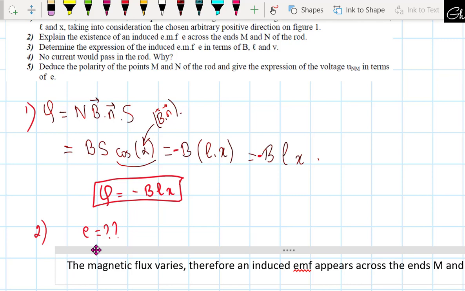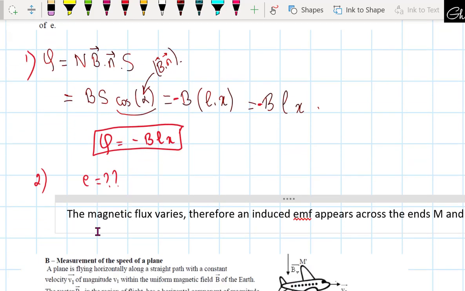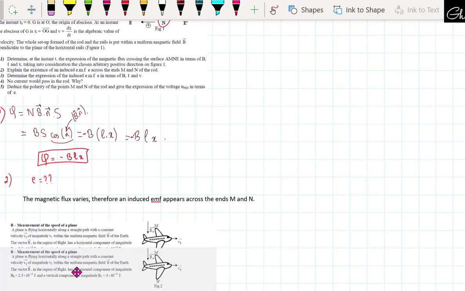Part 3, determine the expression of the EMF. Let me just move this one downwards a little bit.